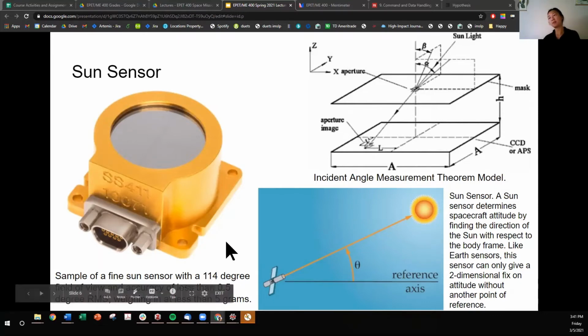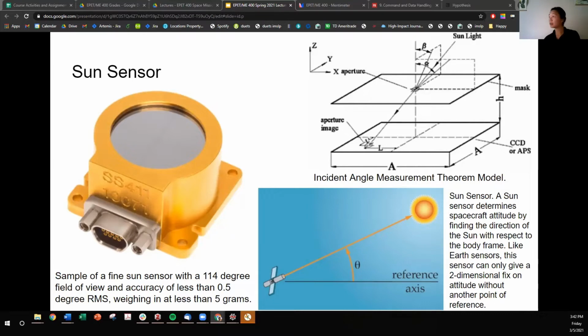Here is a physical manifestation of a fine sun sensor. And what you'll see here is there's this window that the ray goes through. So this aperture and then this offset detector at the bottom allows this sensor to detect the angle of incident rays into the aperture. So using just a bit of geometry, you can figure out what angle the sun is from this boresight axis. Okay, I'll let you absorb that for a little bit.